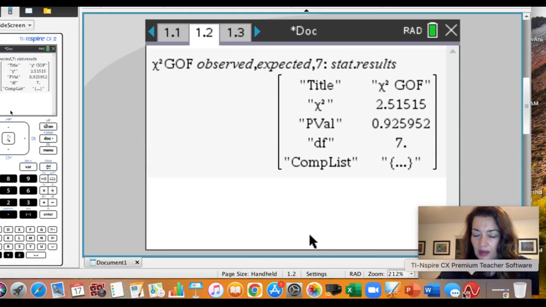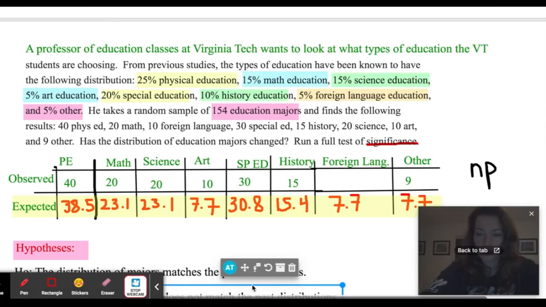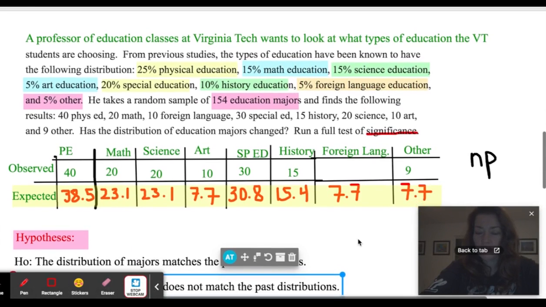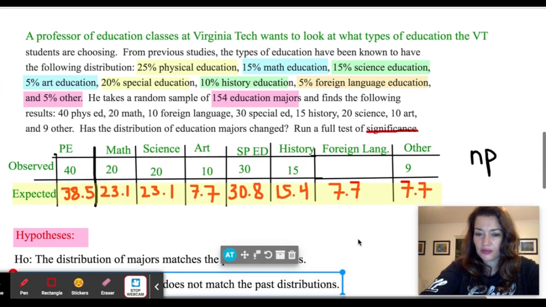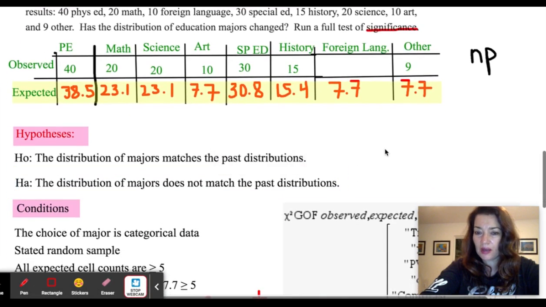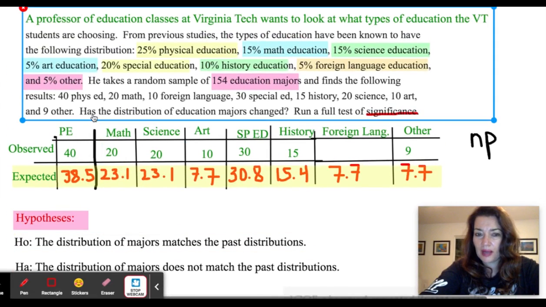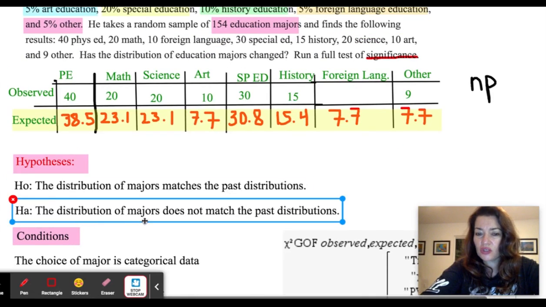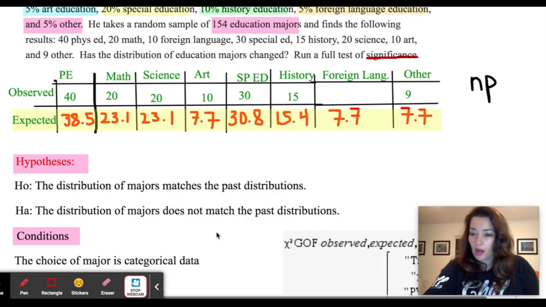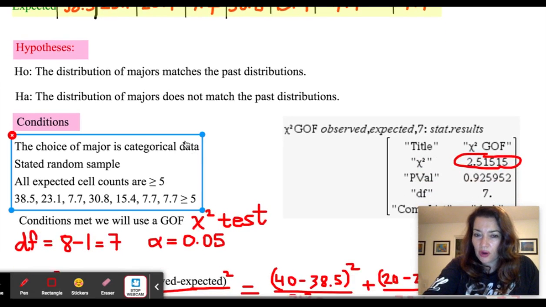And to write up the chi-square test, I'm going to show you here how we do that. So we're going to do the same thing as we have done with all the other tests we have been looking at. We're going to first state a hypothesis. So the null hypothesis is going to state that this distribution of majors matches the past distribution, or you can state the distribution of majors is true. The alternative, I got that from right here. It says, has the distribution of education majors changed? So we're going to say that the distribution of majors does not match the past distribution, or we can say is not true.